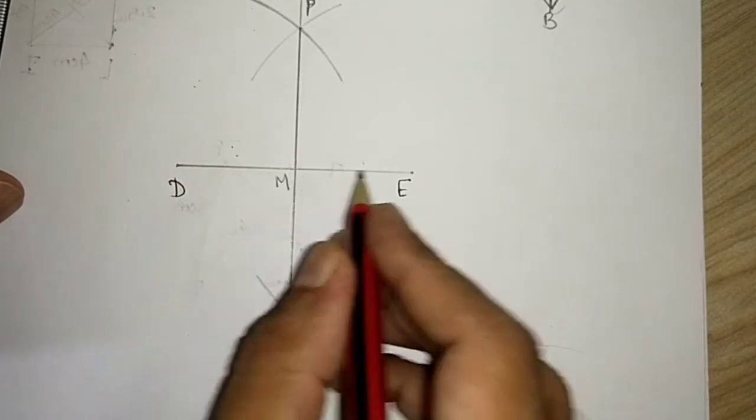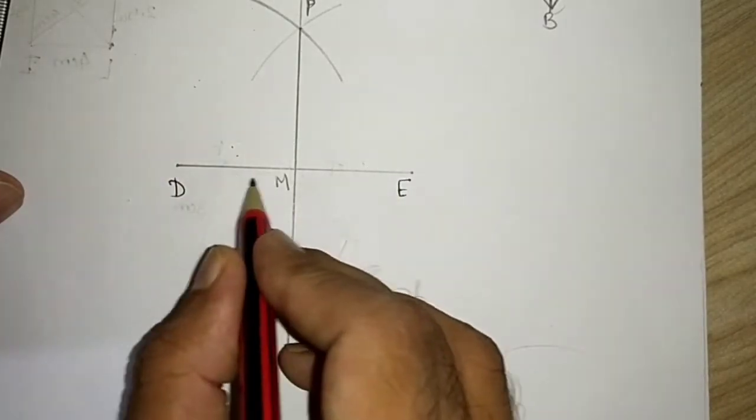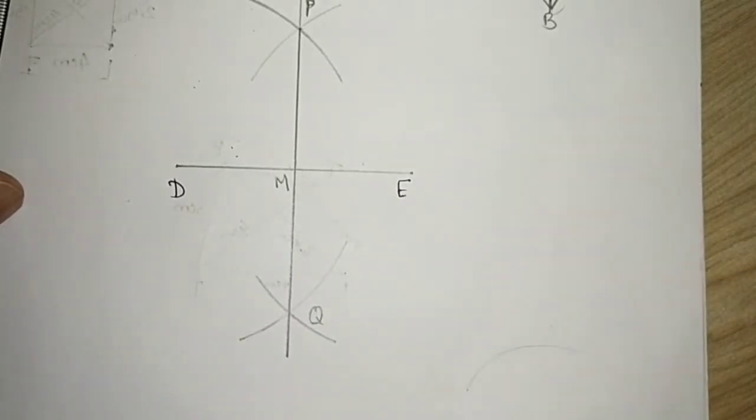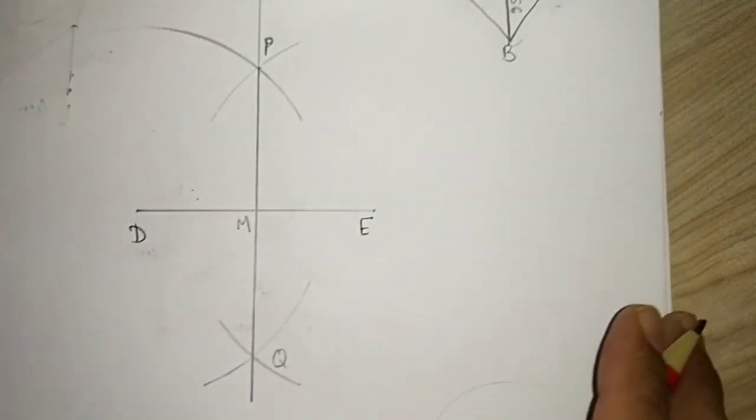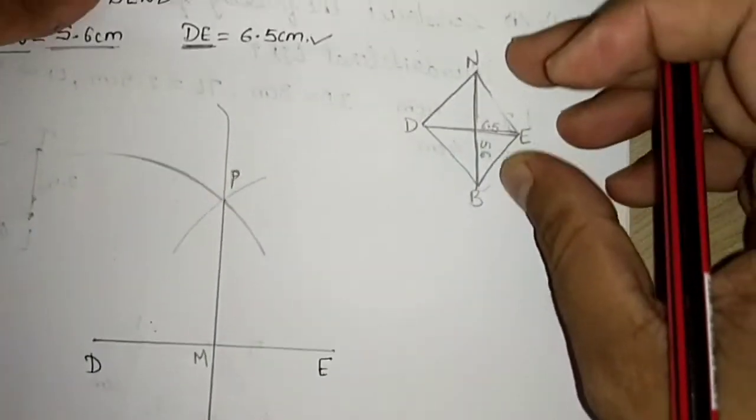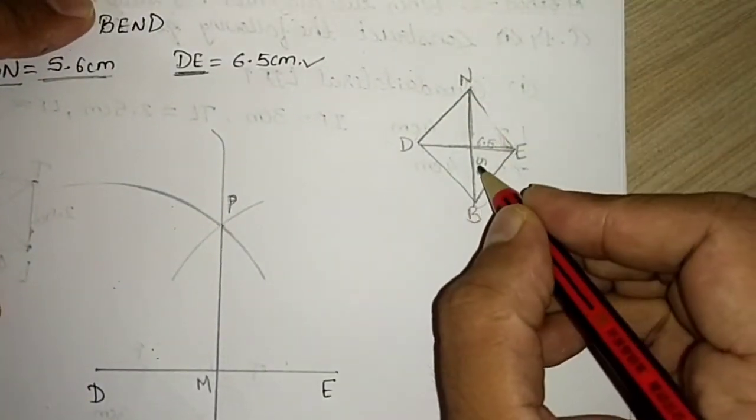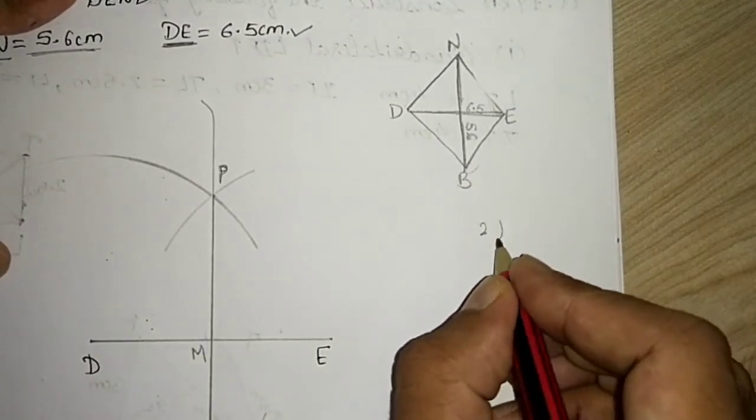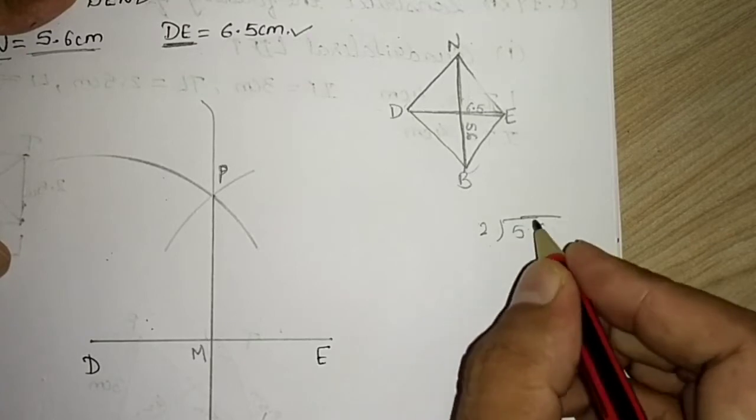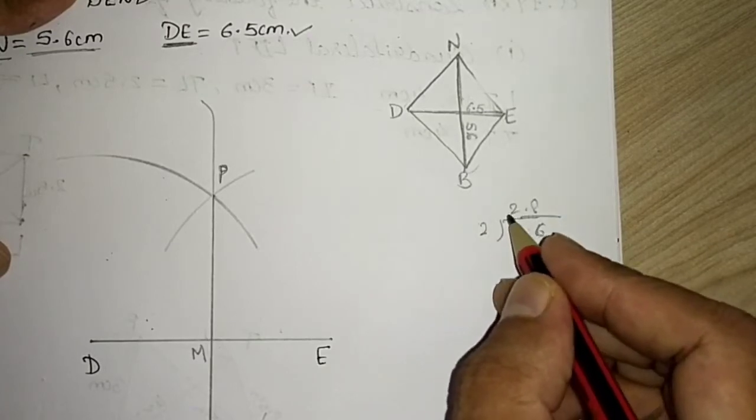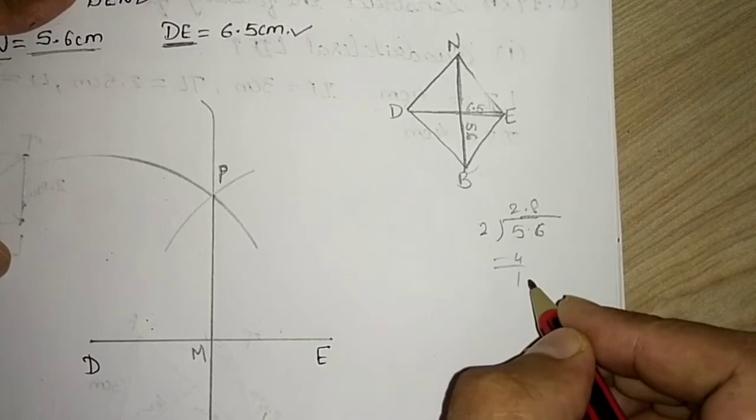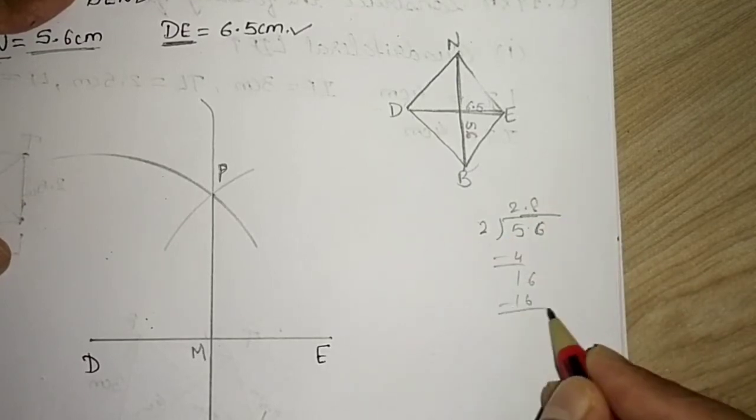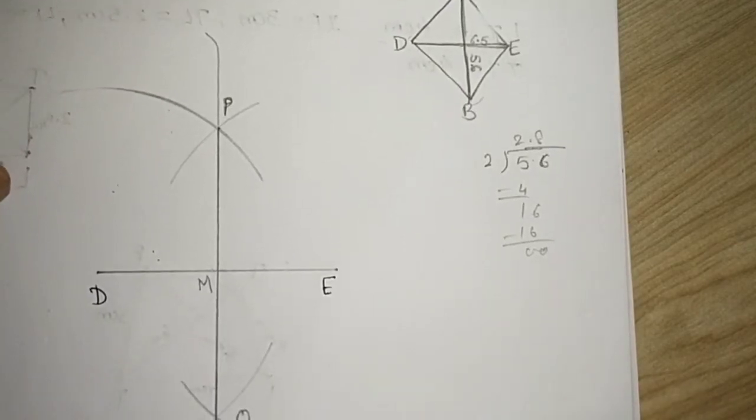This is half of 6.5, and this will be half of 6.5. Now you know that BN is 5.6, right? And what is half of 5.6? It will be 2.8, because 2 2s are 4, the point will be above, 6 will come down, 2 8s are 16. So we will get 2.8.